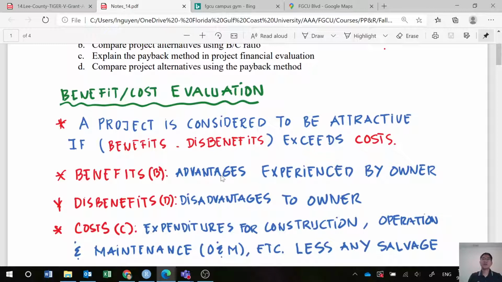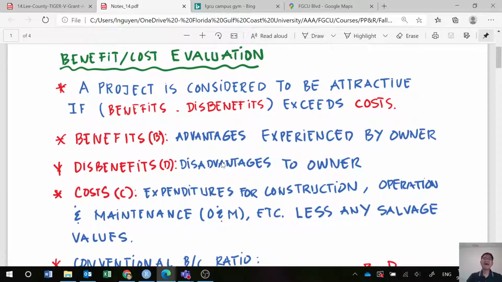One project is considered to be attractive if the benefits minus the disbenefits exceed the costs. And what are the benefits, disbenefits and costs? Benefits are the advantages experienced by the owner. I'll give you an example. If we build a new road in our area, then the benefit of building the new road is that it reduces the user cost, because the new road can save travel time. When you save travel time, you save cost for the user, the rider.